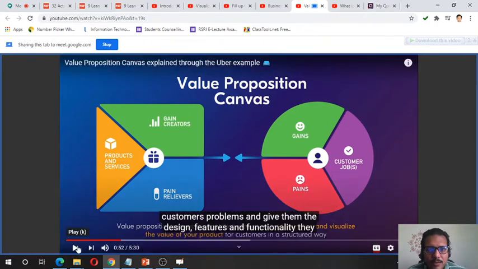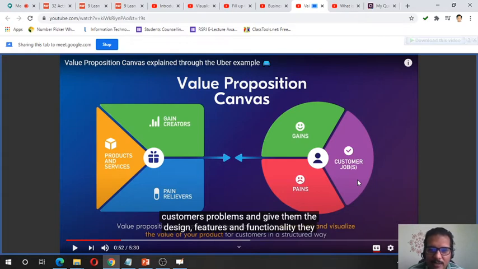Okay, see here, your value proposition canvas has two parts. Already we have seen an intro of it. On the right side part, the circle part is the customer part. The left side part is the entrepreneur part. Okay, so in the left side part, you will be giving what are the customer jobs. Okay, what are the important jobs to be done. We need to list out all the jobs in the order of importance.